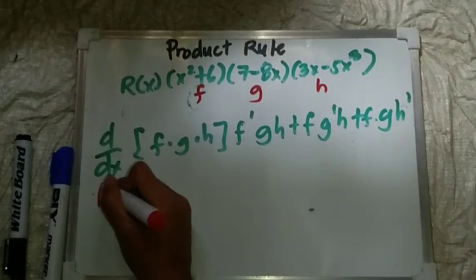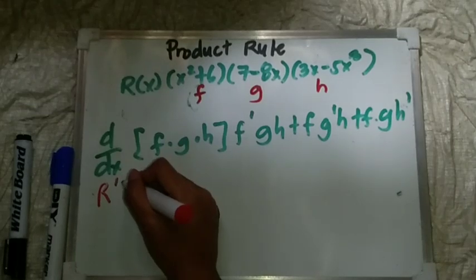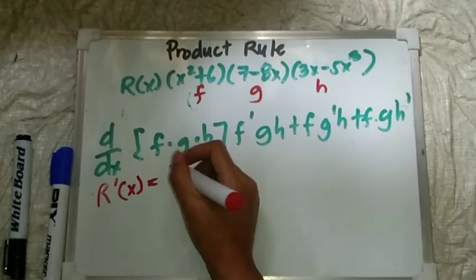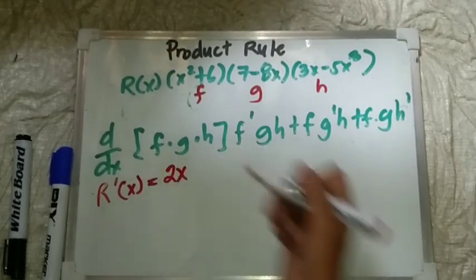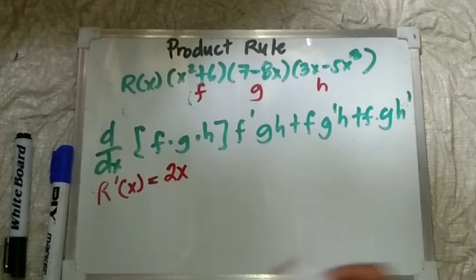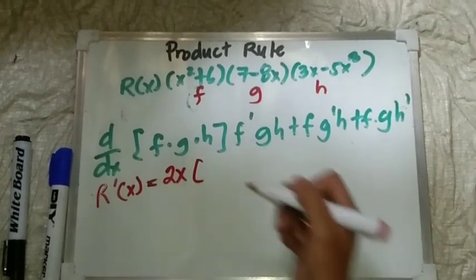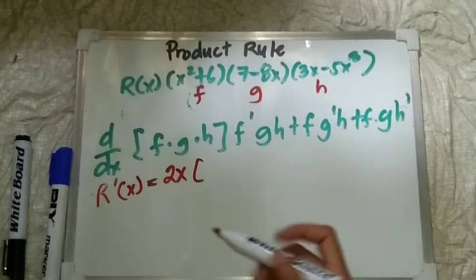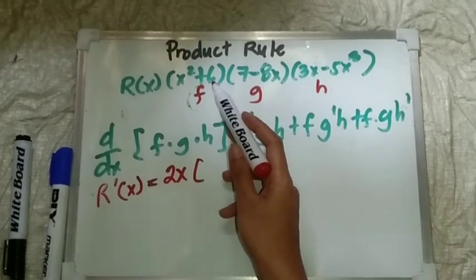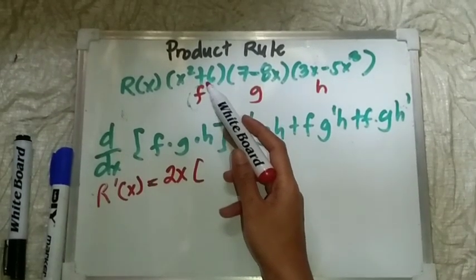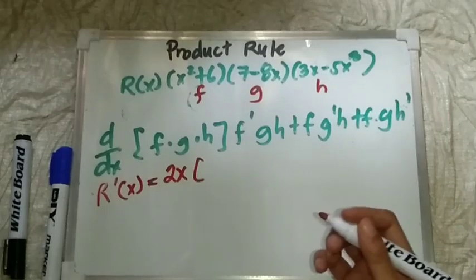So we have here now r prime of x is equal to 2x. Because the derivative of x squared is 2x, and our 6 is a constant, then the derivative of a constant is 0. So then we will just rewrite the g and h.